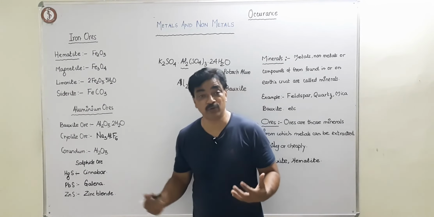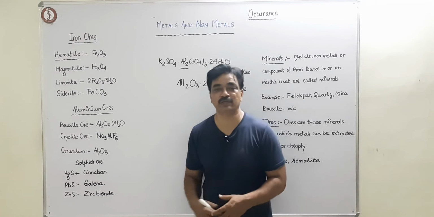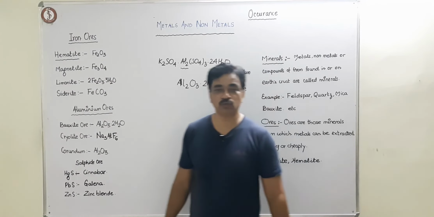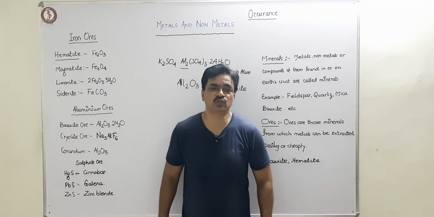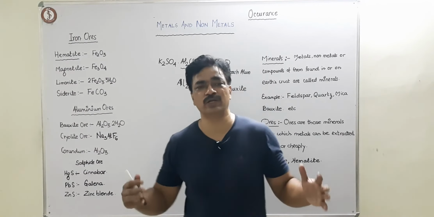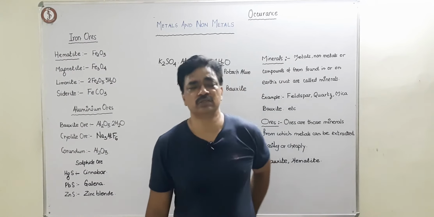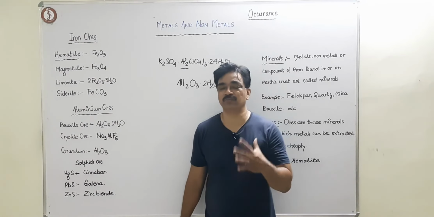Then we have got carbonate ores. We can have calcium carbonate, that's marble or limestone. So there are a lot of classifications, and you can study whichever suits you, but you should at least know 10 to 20, 30 ores, if you are interested in chemistry.